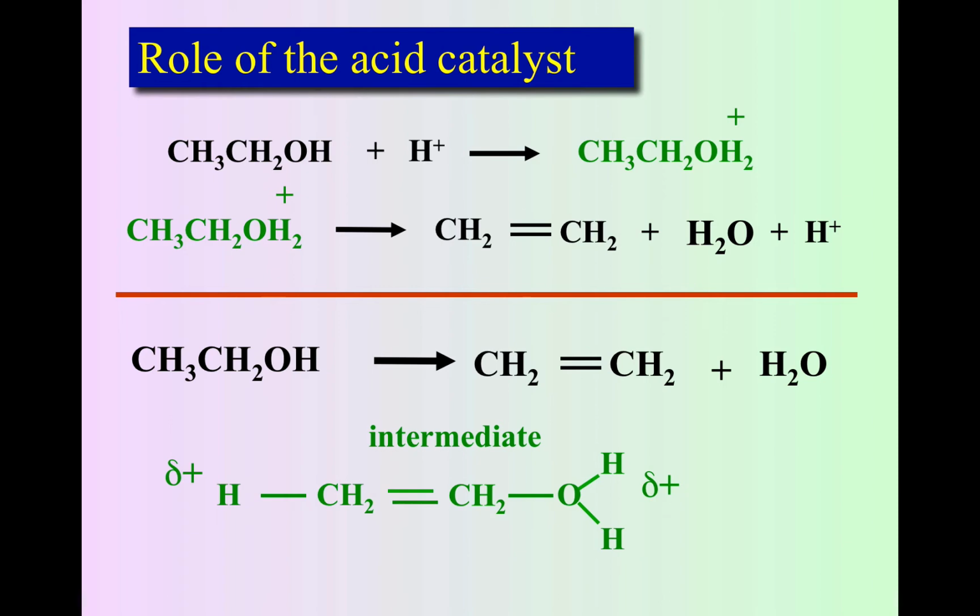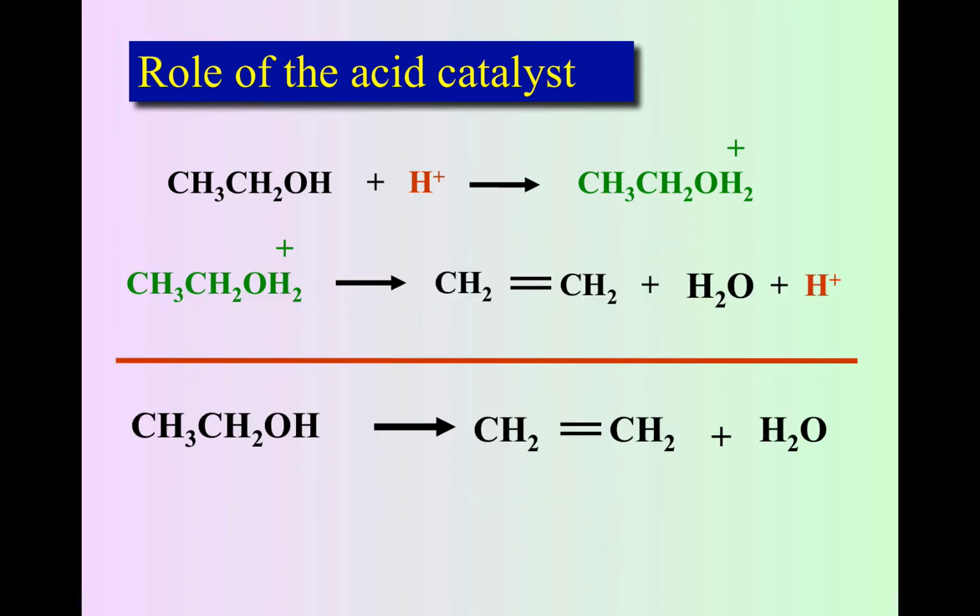All right, so I make this intermediate where the water pops off and the H+ pops off. And H+ goes in as a reactant and comes out as a product. So it speeds up the reaction by changing the mechanism, making this very unstable intermediate. But the H+ goes in and then comes back out.